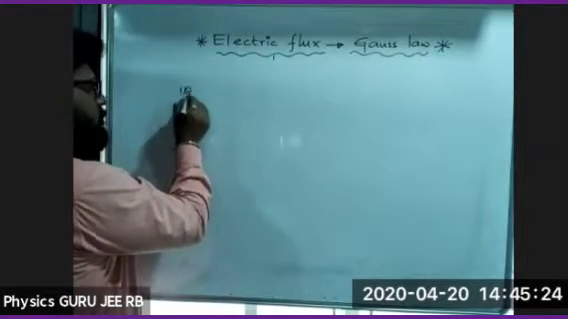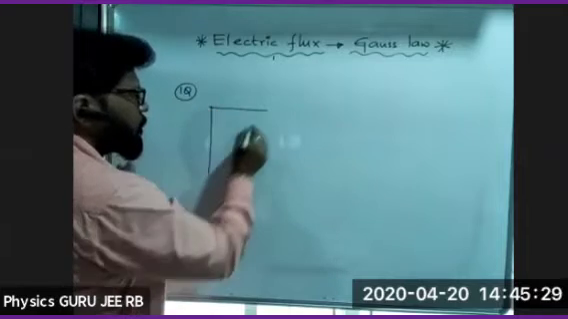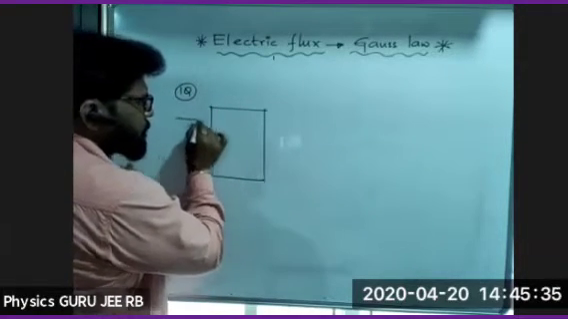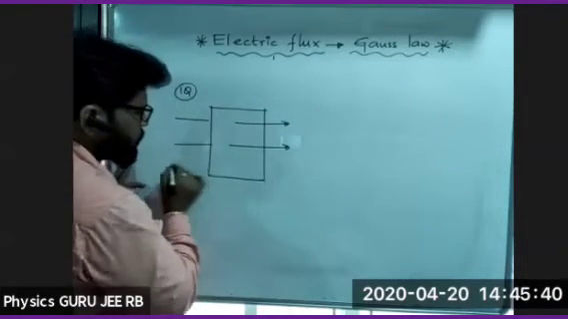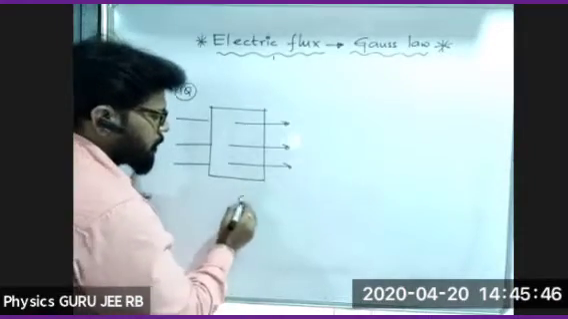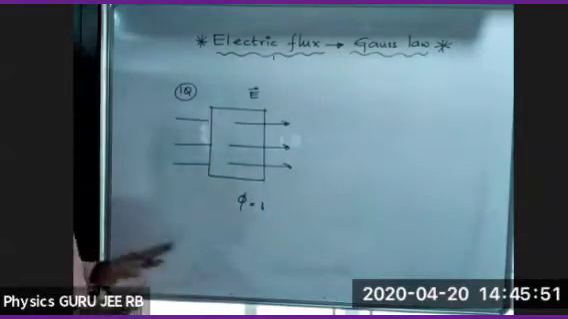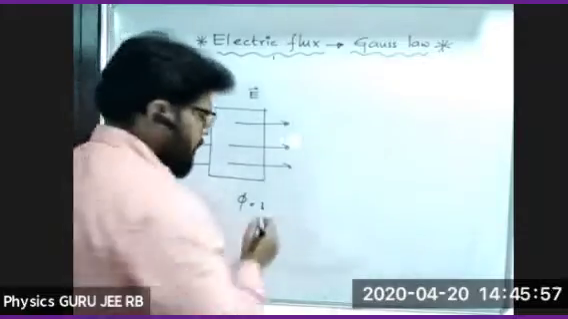Now, first question number 1. One surface, electric lines. What is the flux through it? This is nothing but electric lines upwards. I'm not showing the area vector, right? So, you are able to see it is passing like this. What is the flux? Calculate flux here.